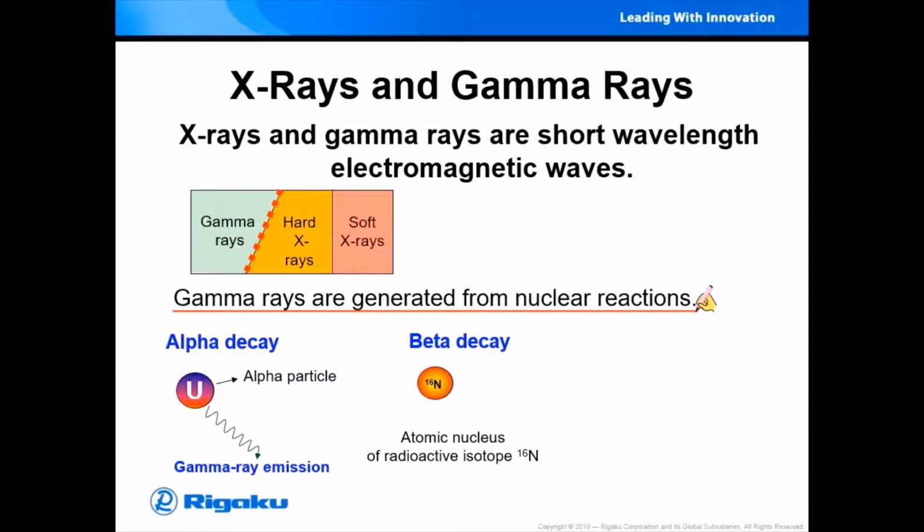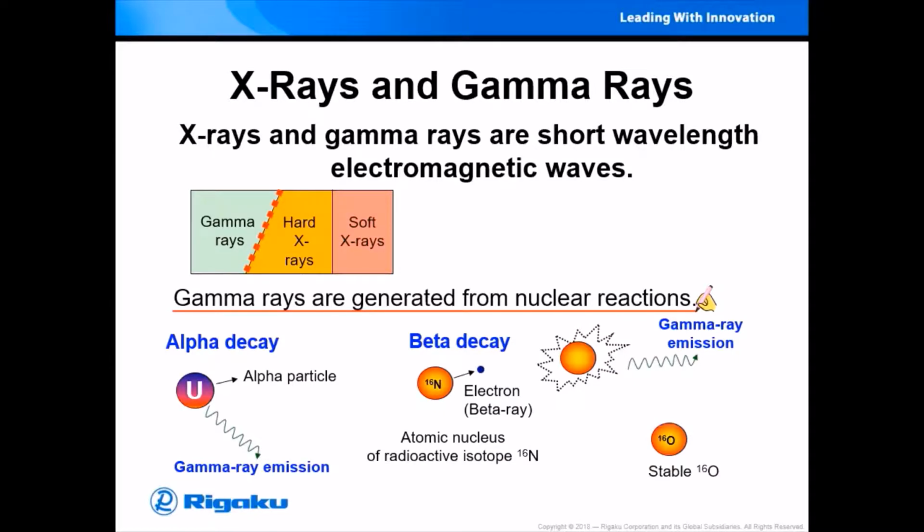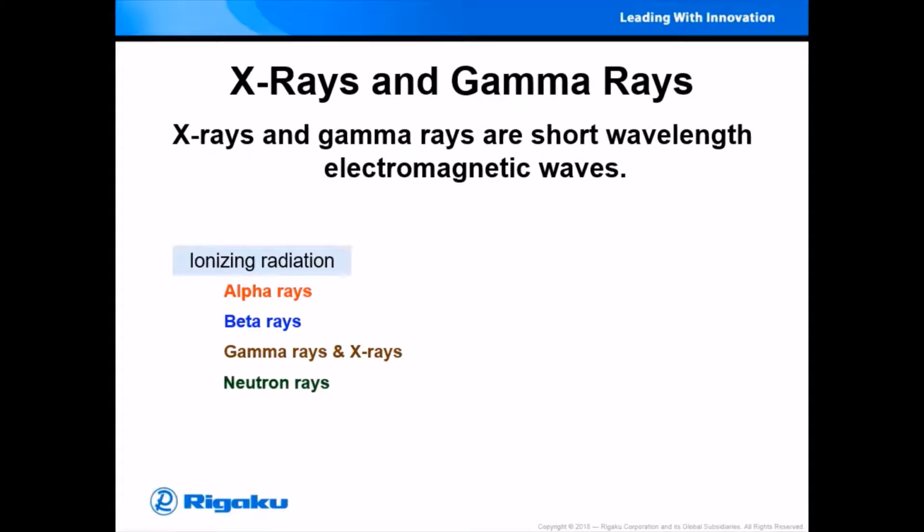This is an example of the radioisotope nitrogen-16. When it becomes an unstable state due to the emission of an electron, it tries to recover a stable state again by emitting gamma rays, and then it changes to the stable isotope oxygen-16. Particles such as alpha, beta, and neutron rays and electromagnetic waves like gamma rays, X-rays, and others are called ionizing radiation. The alpha rays can be stopped by a piece of paper.